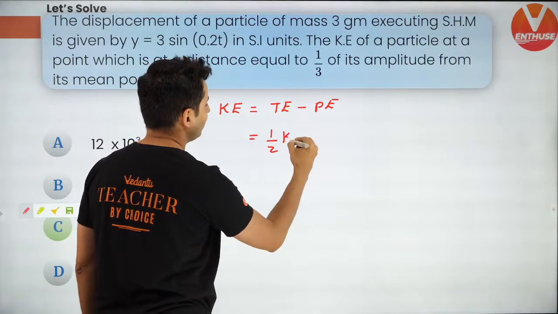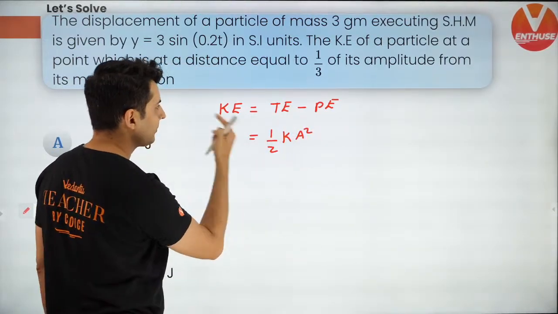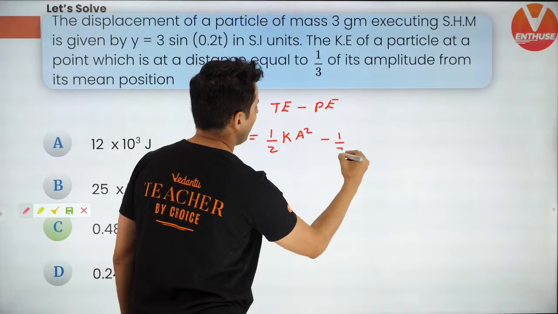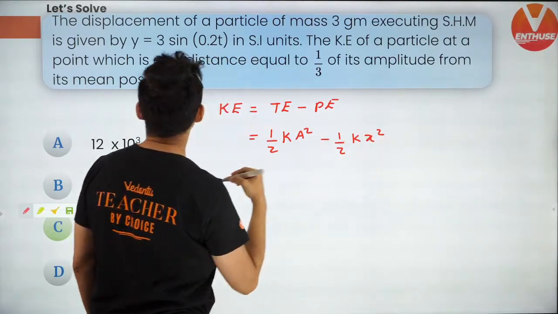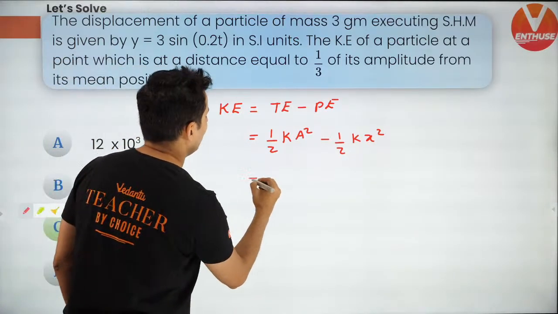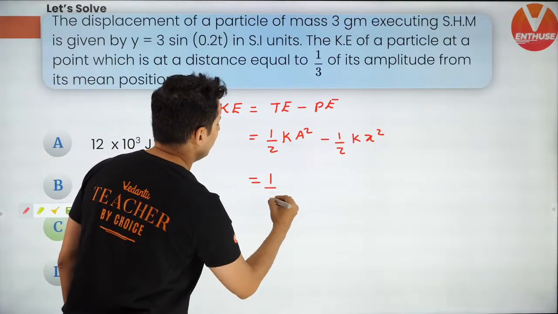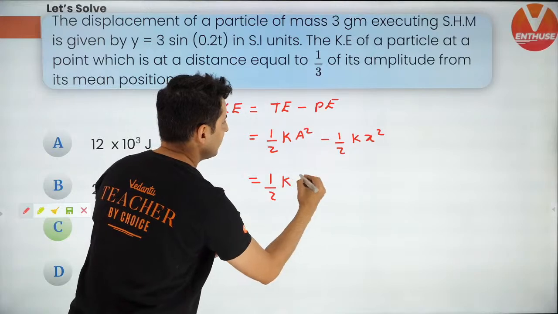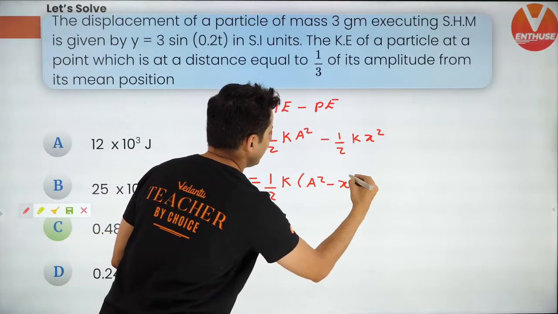Total energy is half K A square, correct? And what is potential energy? It is half K X square. Okay, now think about it. I can take half K common and this will become A square minus X square.